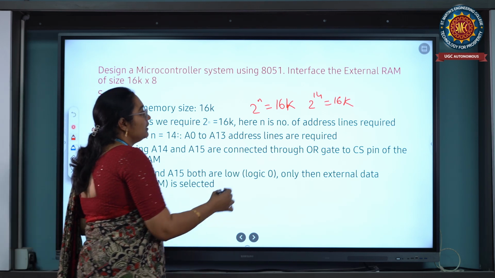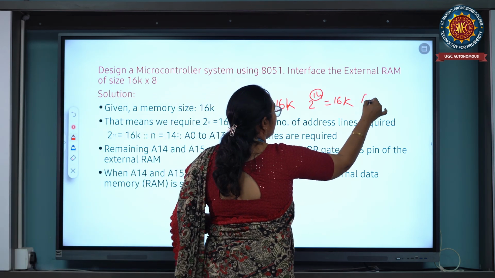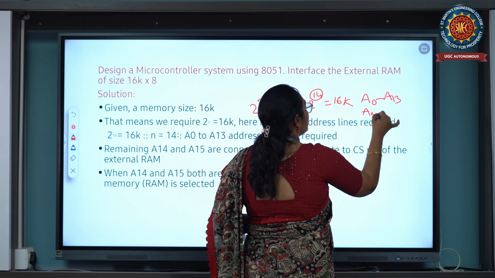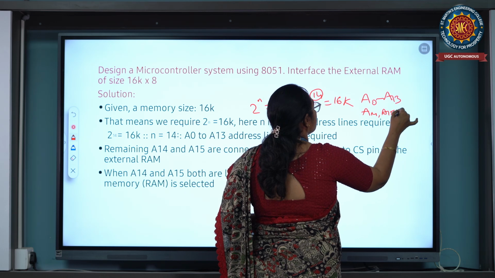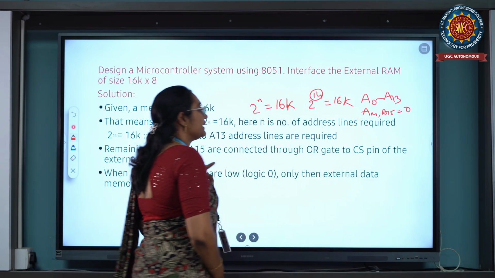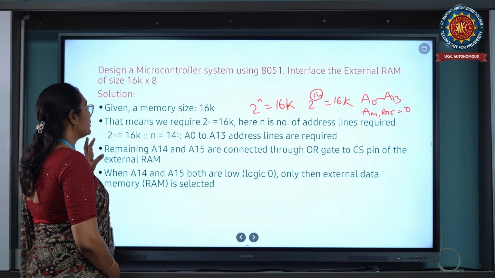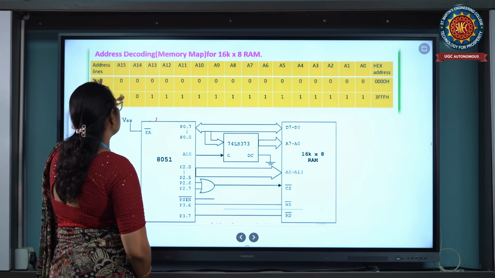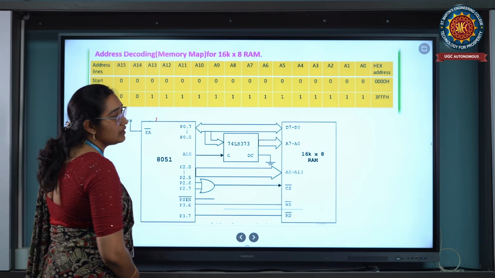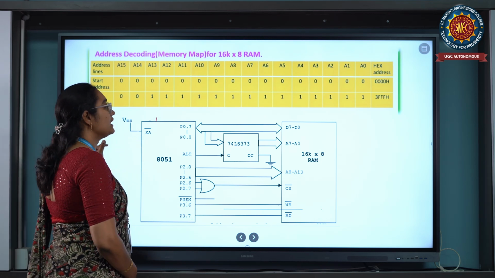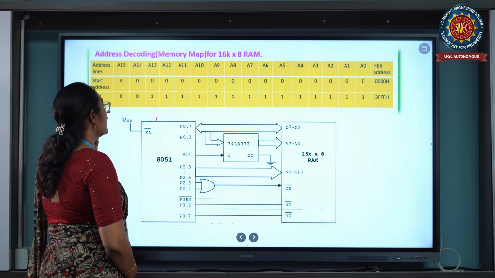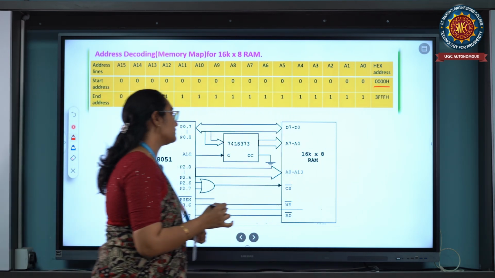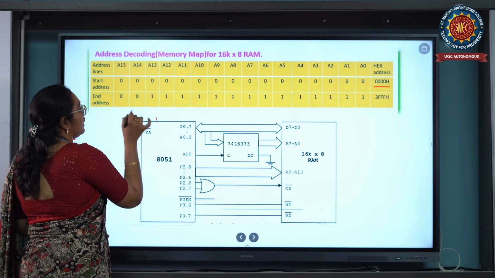That means when we are using 14 pins only, that is A0 to A13 only, and the A14 and A15 pins are connected to 0, then only we can access the random access memory. For this, we will draw the memory mapping and diagram. Okay, for memory mapping, we will find the starting address and ending address for accessing the random access memory. The starting address is 0000H, which is in hexadecimal form. We have to find the ending address.